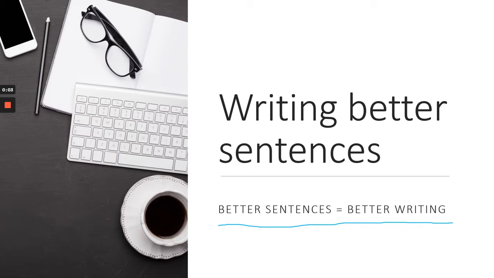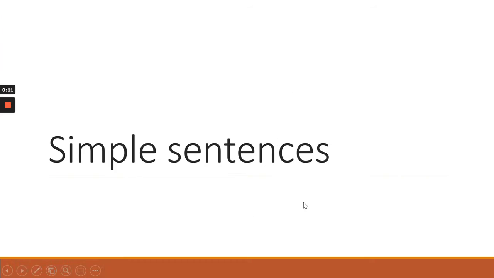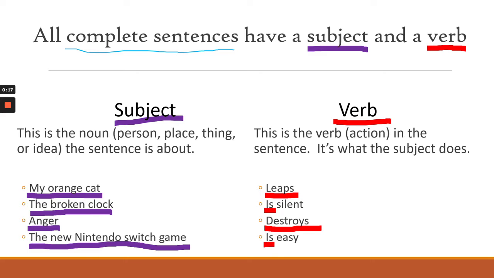Welcome back as we continue to talk about writing better sentences. And again, just like last time, I want to remind you, better sentences equals better writing. All right, so we started out last time talking about simple sentences, and you'll remember that a simple sentence has a subject and a verb. The subject is the noun, the person, place, thing, or idea that the sentence is about, and the verb is the action, it's what the subject does.